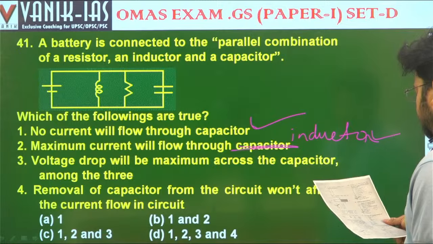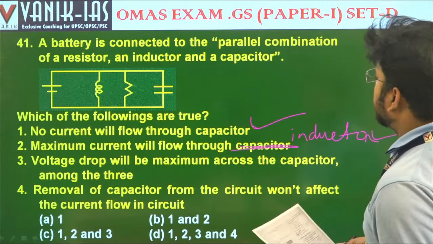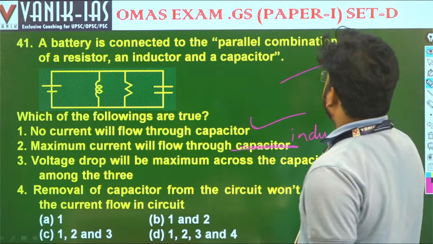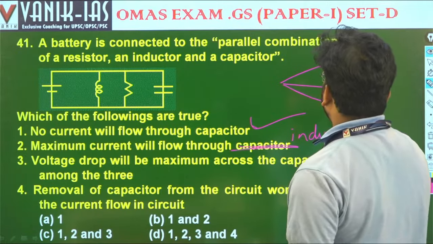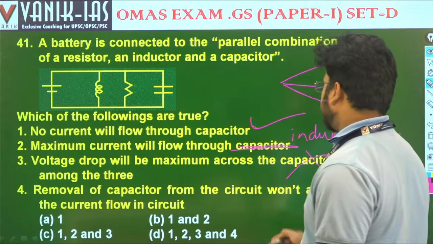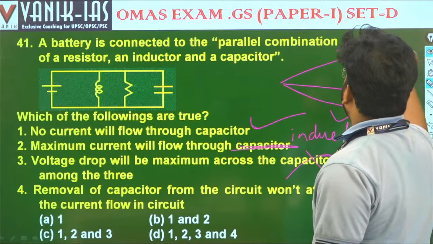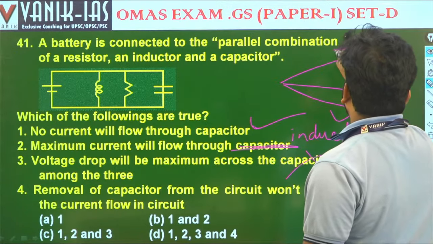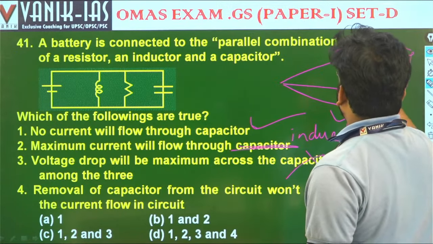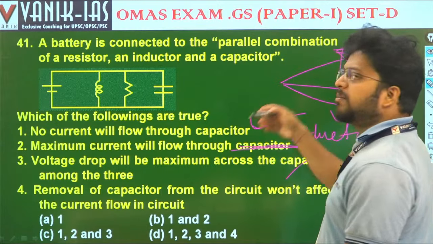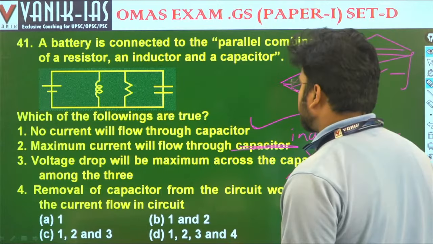among the three. Now, in case of parallel combination, voltage drop will be same, right? V is same, so it is not maximum, it is same everywhere. Parallel combination is like this, your V is same. In series combination, charge is same, your voltage drop will be same.